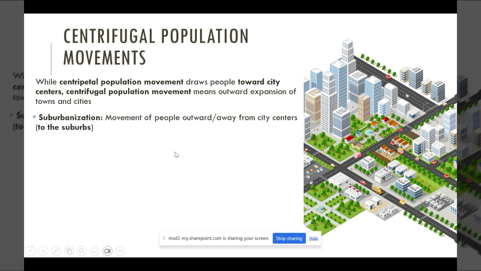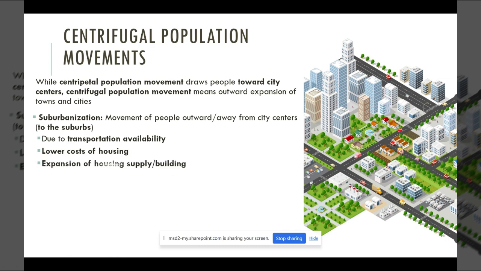There are a couple of different forces related to this. Suburbanization is a common one. People move out away from city centers, i.e. to the suburbs. They commute for work. It's usually because there's transportation, there's usually built up infrastructure, lower costs of housing in the suburban areas, and expansion of housing supply. The local government starts to have stability out there. They're going to provide more administrative services.